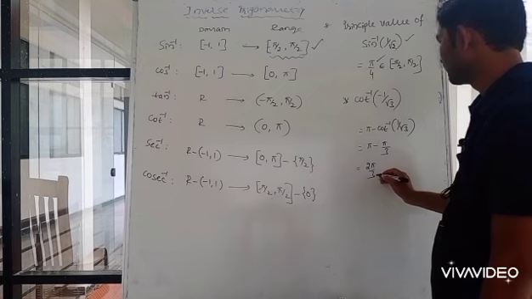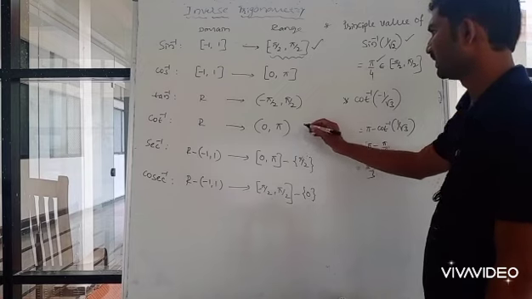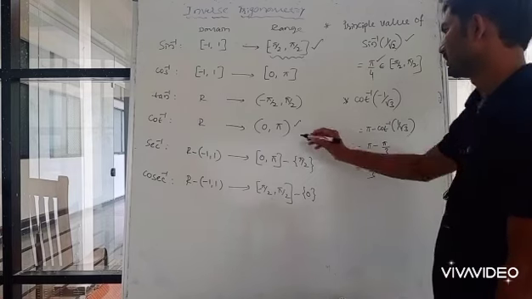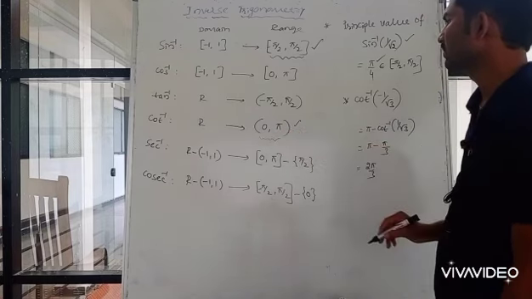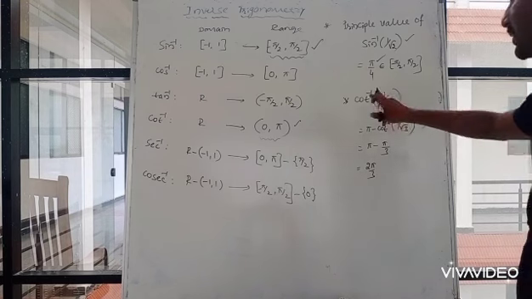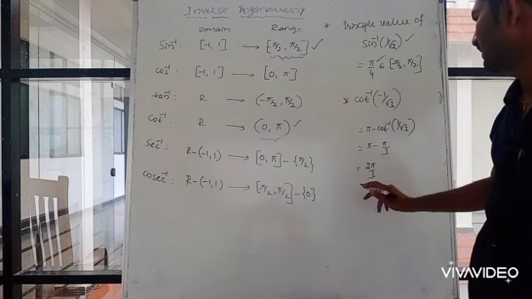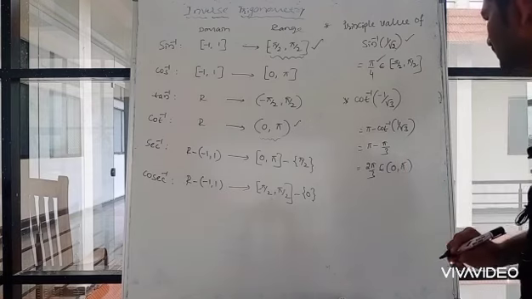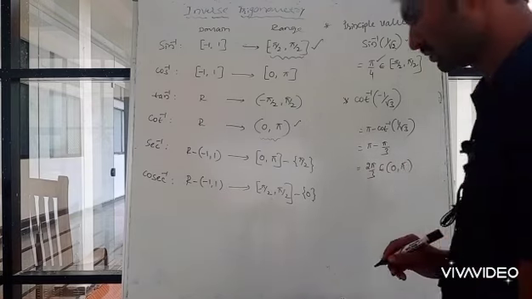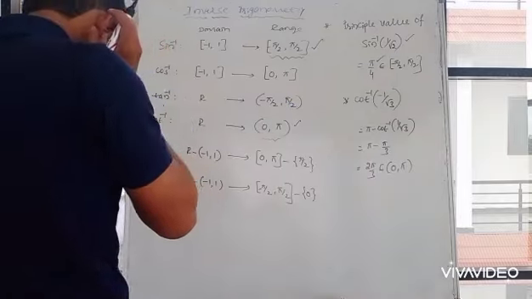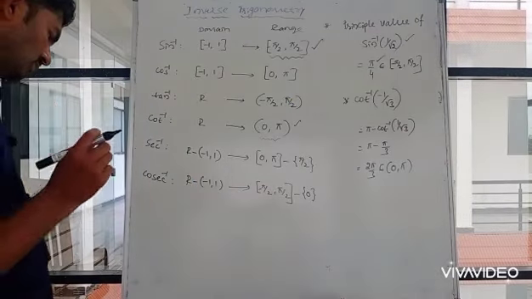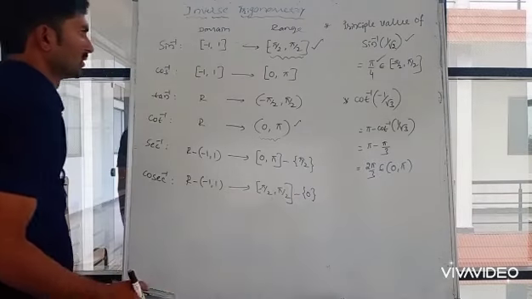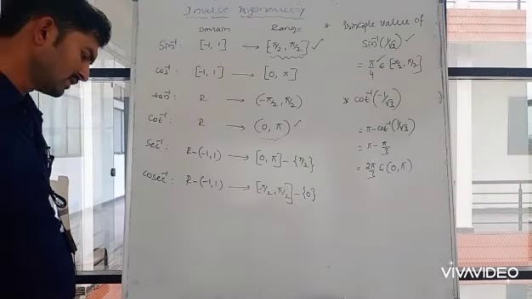Check whether 2 pi by 3 lies between 0 and pi. This is the principal value branch for the cot inverse function, so 2 pi by 3 belongs to the open interval 0 to pi. Like that, we can write the examples. So, let us consider the exercise.